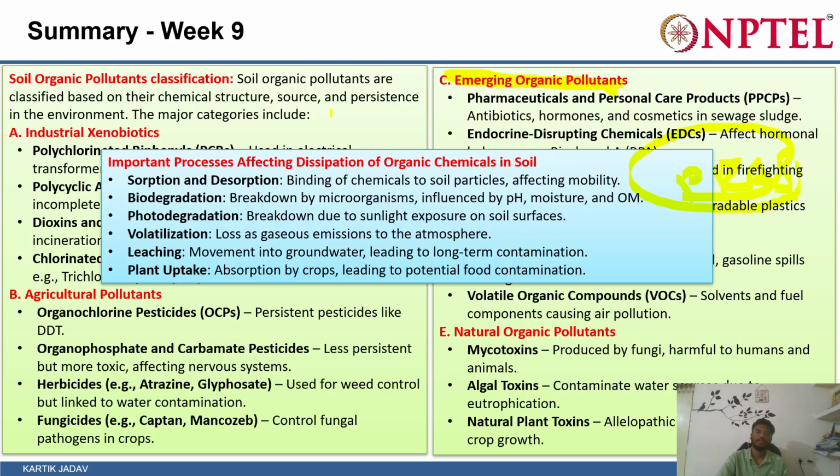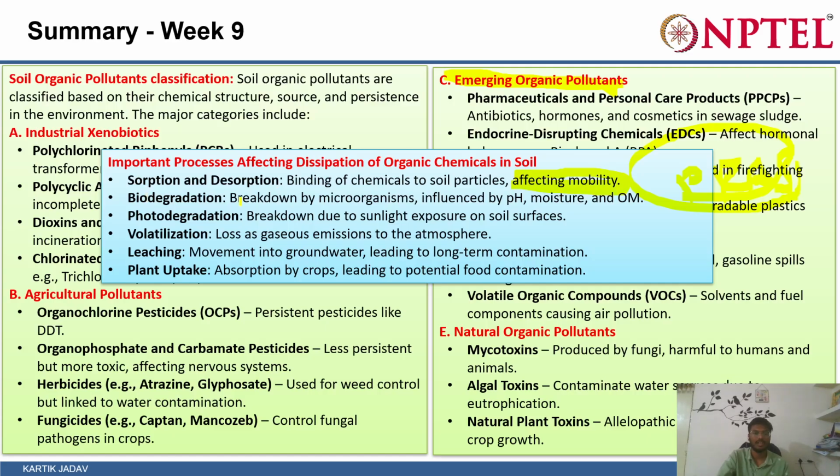So finally, after introducing the sources of emerging organic pollutants, we introduced certain processes affecting their dissipation in soil, right? There are a total of six processes fundamentally involved in the dissipation. First and foremost is sorption and desorption. Sorption basically tells about the binding or detachment of chemicals to the soil particles that ultimately affects their mobility.